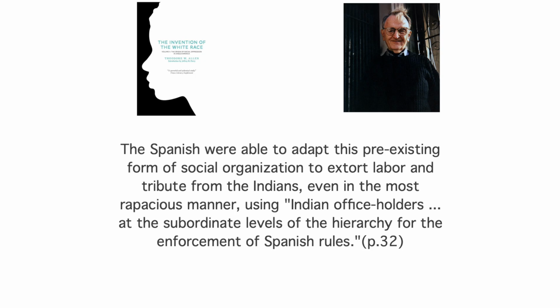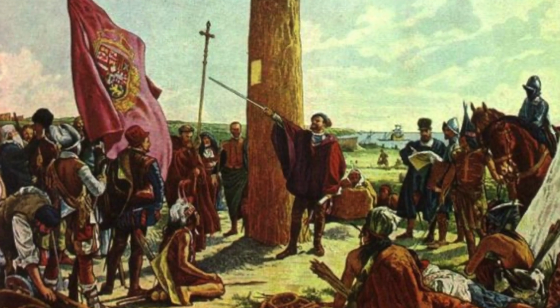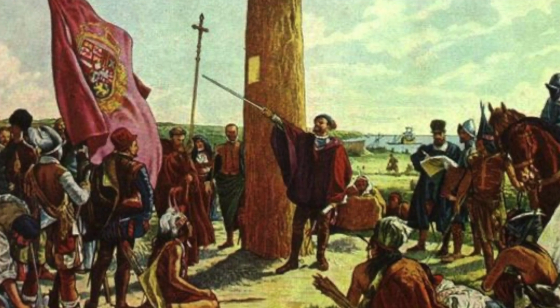Now watch this. The Spanish were able to adapt this pre-existing form of social organization to extort labor and tribute from the Indians, even in the most rapacious or greedy manner, using Indian office holders at the subordinate levels of the hierarchy for the enforcement of Spanish rules. So as we can see, the Spanish used this already existing social structure to benefit themselves, and they used the office holders to reinforce Spanish rules, not the Aztec rules, but Spanish rules, which obviously were rigged in a way to make the Spanish the ones who come out as the winners and for everyone else to lose or get the crumbs.